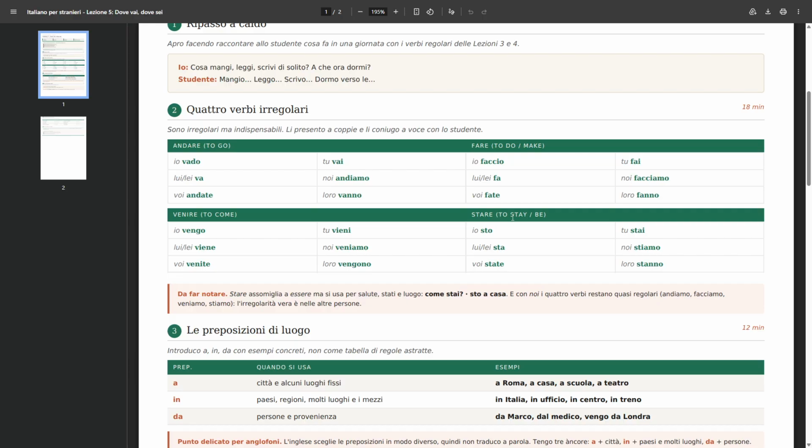And then we have stare. This verb means to stay or to be. We have already seen what the verb to be actually is in Italian. Do you remember it? Yeah, you are right. Essere. Essere means to be in Italian. So it was io sono, tu sei, noi siamo, voi siete, loro sono. Okay. E lui, lei è. I don't know why I forgot that.